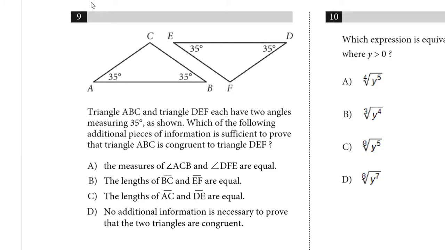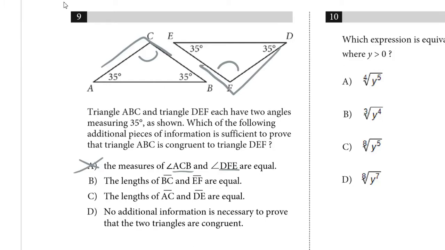And if we knew that angle ACB and DFE were equal, so ACB is this angle, DFE is this angle, if those are equal, well, the funny thing is we already know those are equal because there's a rule for triangles that says that if two pairs of angles are congruent, then the third pair of angles automatically has to be congruent. So this one, we already knew that.